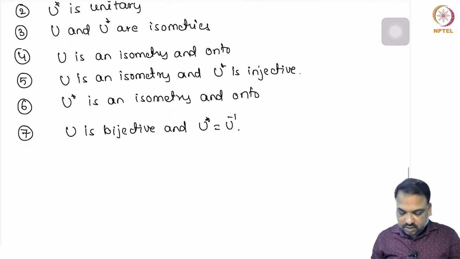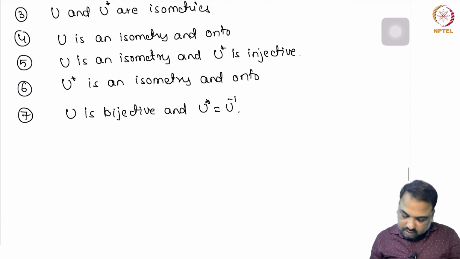When U star is an isometry, then U star is 1 1. When U star is onto, so range of U star is nothing but H, that is null space of U perp. So then U is 1 1 you will get. So you can show that U star is isometry plus onto implies that U star is bijection. From that U is bijection, and by the condition that U star U is identity, we can get U star is U inverse.